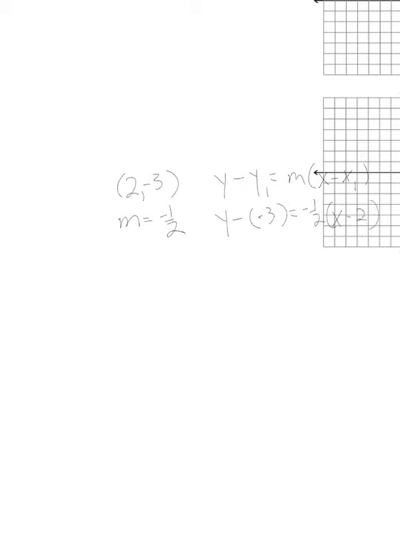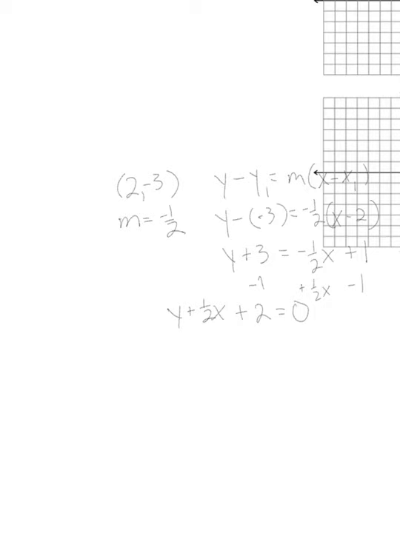I'm going to distribute and move all the numbers to one side. So then y plus 3 equals negative 1/2 x plus 1. Move everything to one side. I'm just going to move everything to the side with a y. So I'm going to add 1/2 x minus 1 to both sides. So then y plus 1/2 x plus 2 must equal 0.